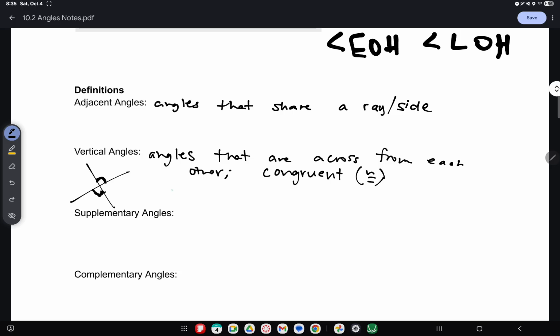Supplementary angles, these are angles that add to be 180 degrees. So I could make a straight line, if I can draw straight. And I could draw two angles. I could say the one on the left is 80 degrees. And the other one, because it's supplementary, it adds to be 180. So I'd have to have that being 100.